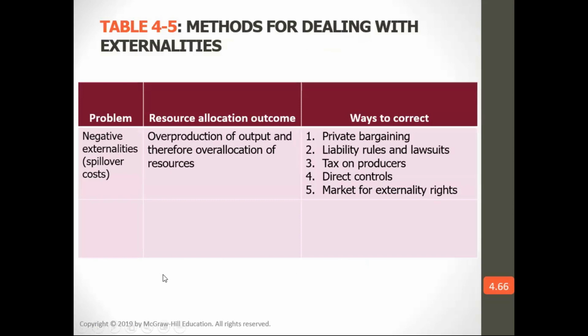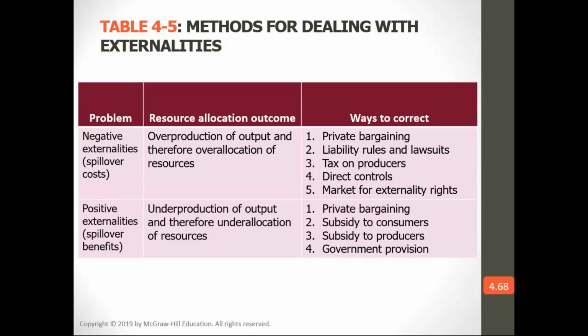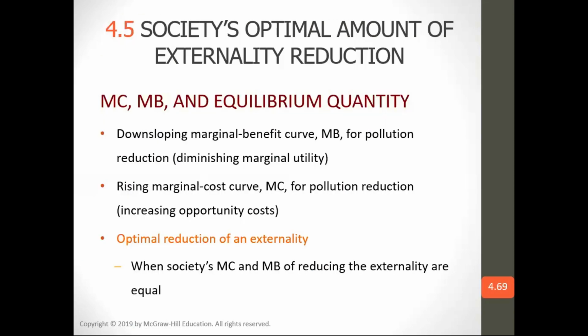So negative externalities come through overproduction of output and over allocation of resources. This can be corrected through private bargaining, liability rules and lawsuits, tax on producers, direct controls, and a market for externality rights. Positive externalities come through underproduction of output, and therefore under allocation of resources. This can be corrected through private bargaining, subsidy to consumers, subsidy to producers, and procurement provision.